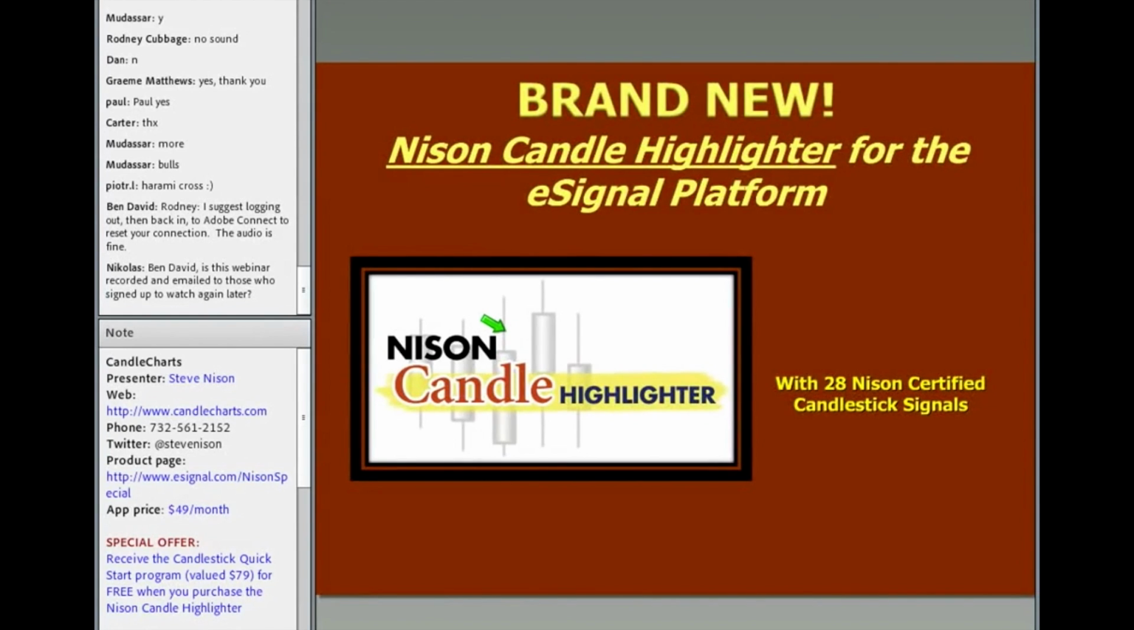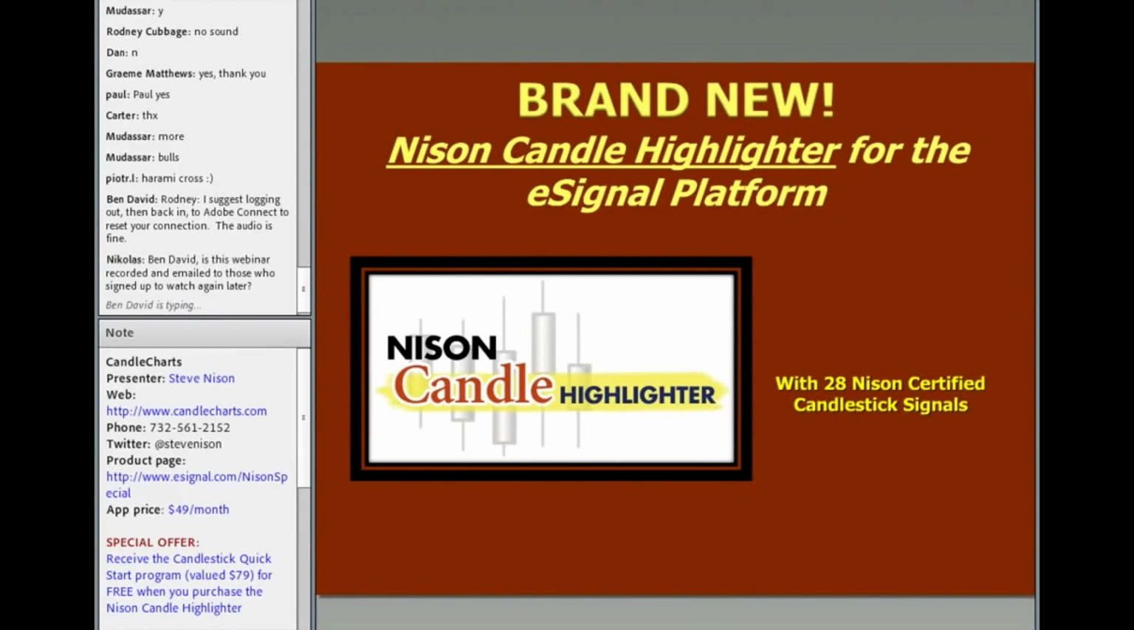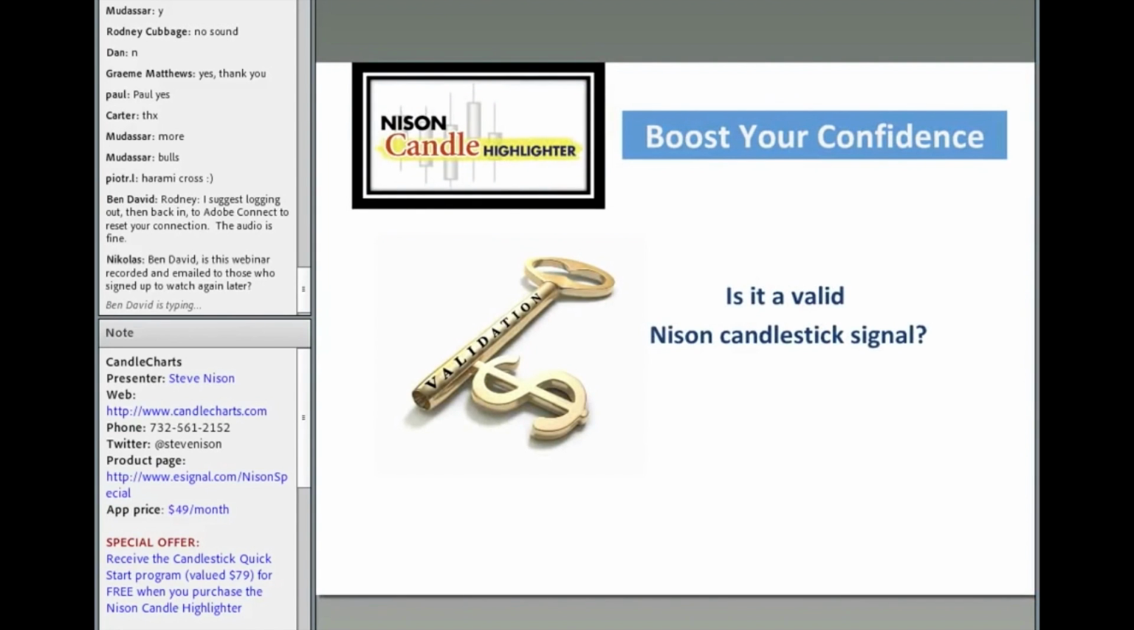So now that we've done a very brief overview of how to use candlesticks, as Ben mentioned, I'll tell you how you can get a free resource, a streaming video that gives you more details about the essentials of candles. But what I want to do now is start to give you the basics of our Nison Candle Highlighter. It's a brand new app we designed for the eSignal platform. And the most valuable aspect about it is that when you have a candlestick signal highlighted with NCH, Nison Candle Highlighter, it's going to be a valid candlestick signal.